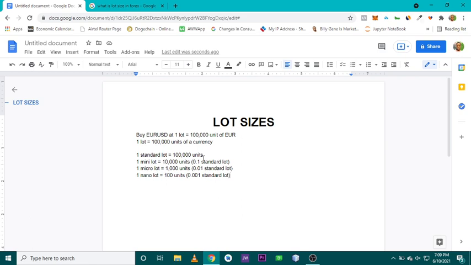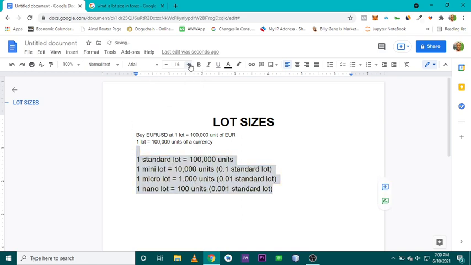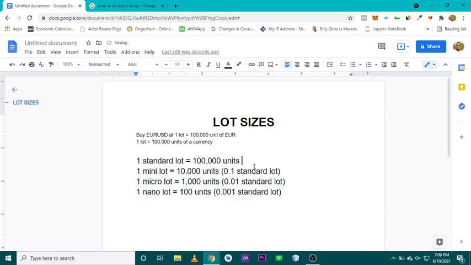So how does this really affect how price moves in the market? Permit me to do this. Let me increase the font size a bit. So good. How does this affect us? Now, if we're on one standard lot, price increases or reduces by $10 per pip. Let me come down here and do something else. You are in a trade.